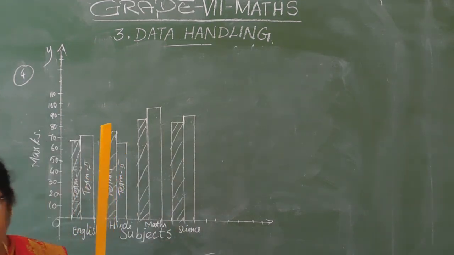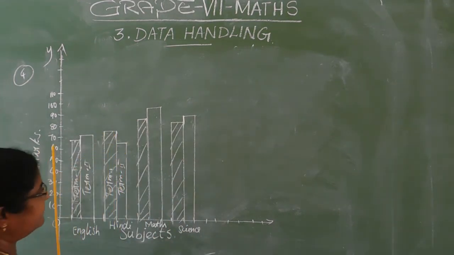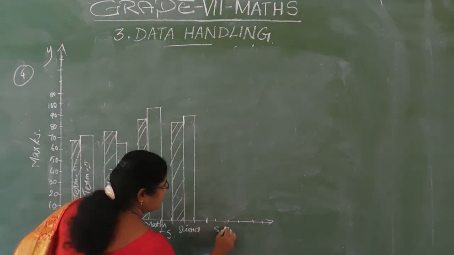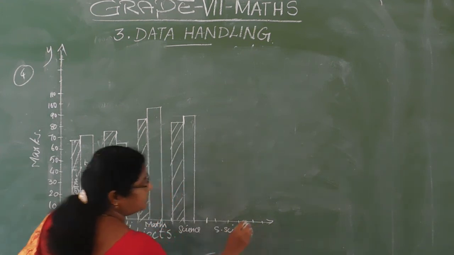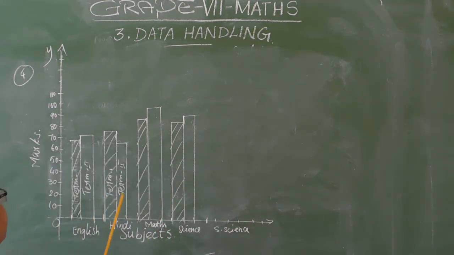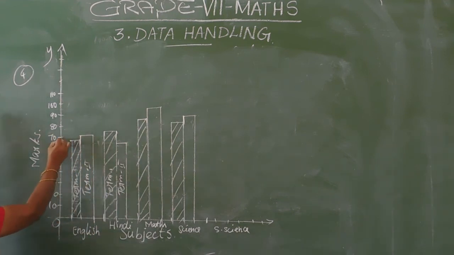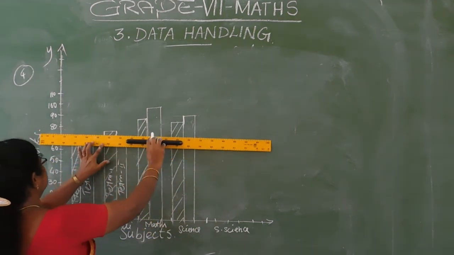Term 2. Next is social science. For 73, leave one box. Social science, term 1, 73. 73 is in between 70 and 80, that is 3 boxes. Above 70, 71, 72, 73. 3 lines.